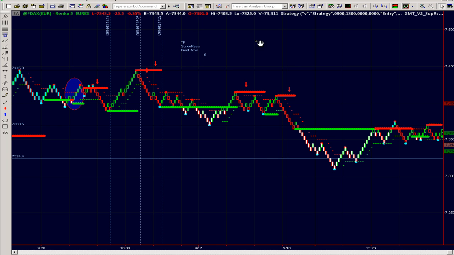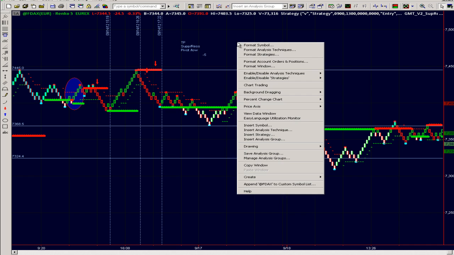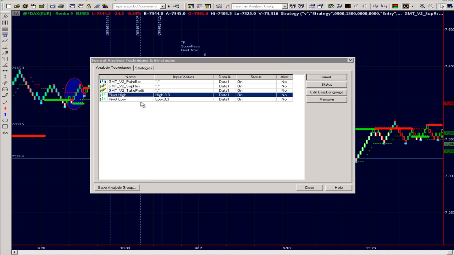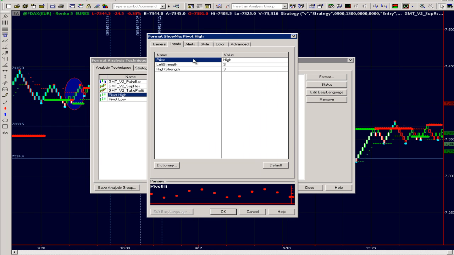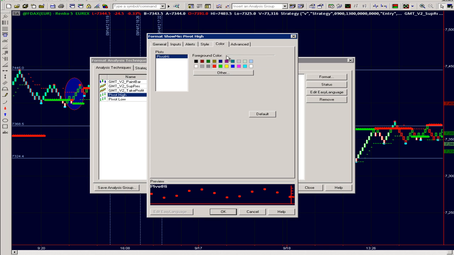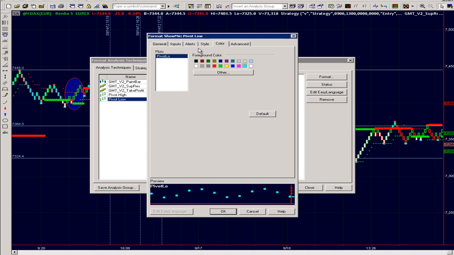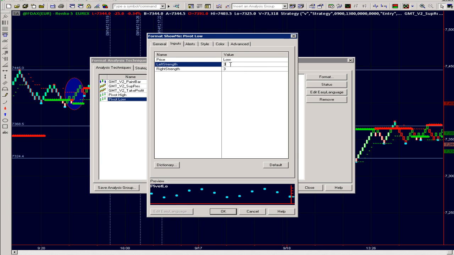The easiest way to do it really is not to do what I just did. The easiest way to do it is to go into your analysis technique and just format that, and then go into inputs and change that to 5. I like a setting of 5. It's up to you what you test on and choose. But I personally like a 5 because that opens the trades up a little bit more. The other thing I like to do is make sure that I've got the cyan changed. So I don't mind the red, but let's get the cyan changed. We'll change that one. Got to put our inputs there to 5 and 5.